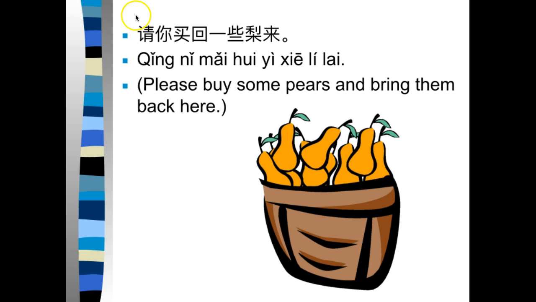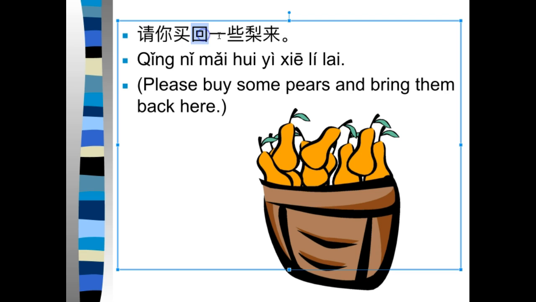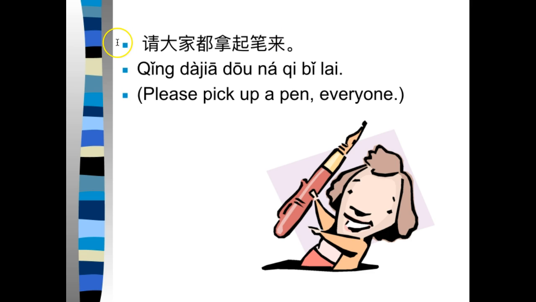请你买回一些梨来. Please go buy some pears, and then 回, first direction complement, come back, and 来, second direction complement, here. 请大家都拿起笔来. Please everyone pick up a pen here.